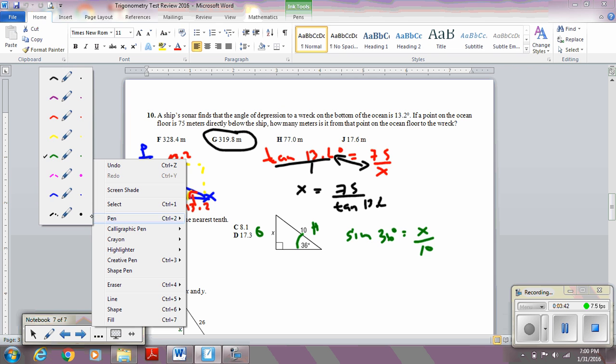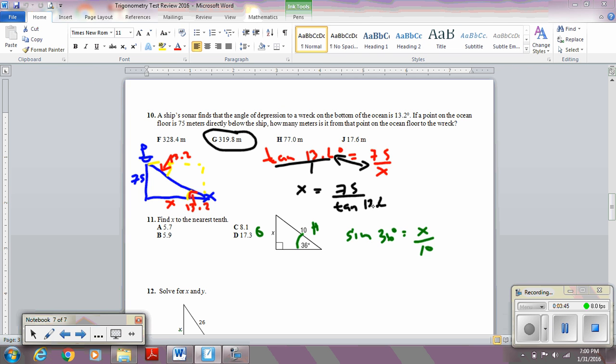And now I put sine of 36 over 1, and we cross multiply. So x is equal to 10 times the sine of 36. That would give us about 5.9. So B is our answer choice.